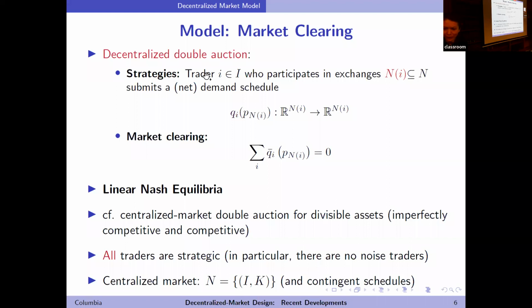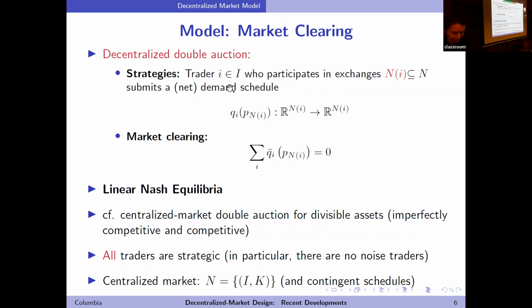The market clearing price will be determined as the price at which the aggregate net demand in that exchange is zero. Individual trades will then be given by the submitted schedules at the market clearing price. It will be easier to explain how market clearing works after we see the equation on the next slide.